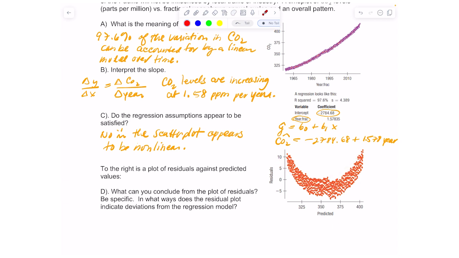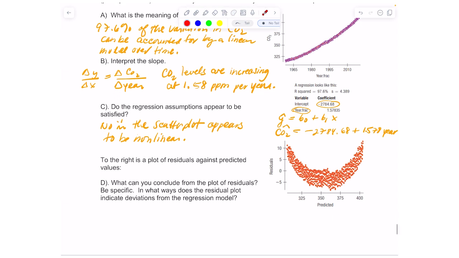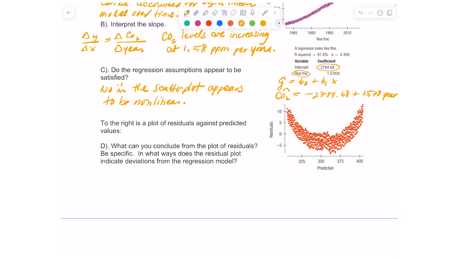So what can you conclude from the plot of residuals? You want to be specific. In what ways does the residual plot indicate deviations from the regression model? So we can definitely see an upward bend, which we do not want. Remember, in a residual plot, you don't want any pattern. It should look very scattered, no obvious patterns. So it shows an upward bend. And also, the residuals show that the increase in carbon dioxide levels is even faster than a linear growth.